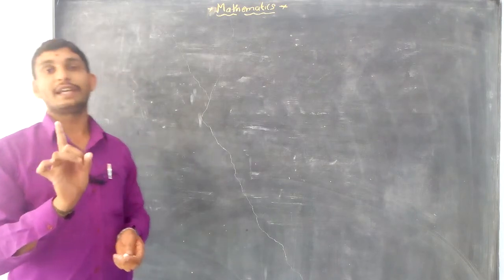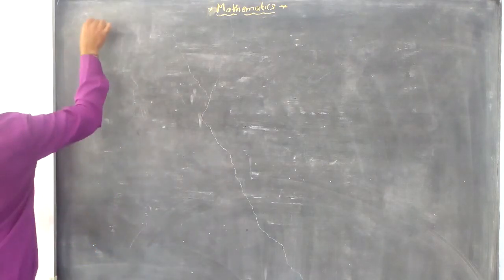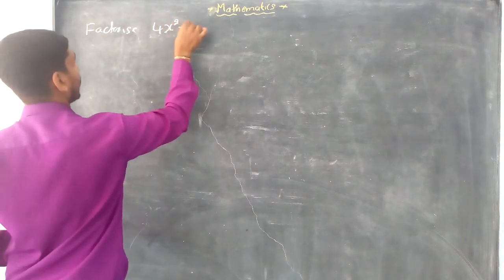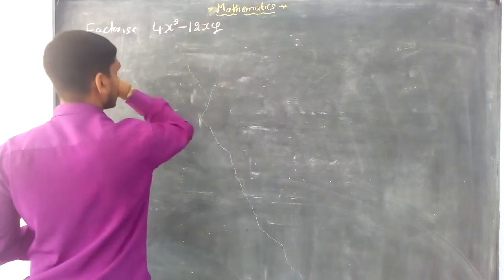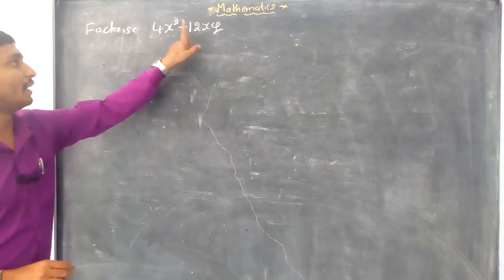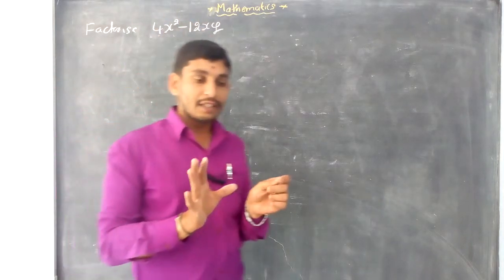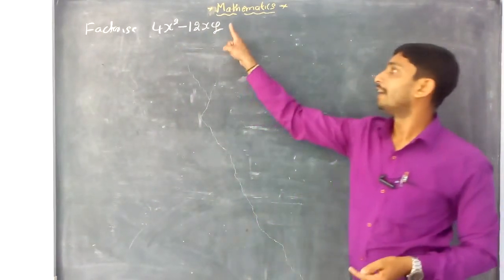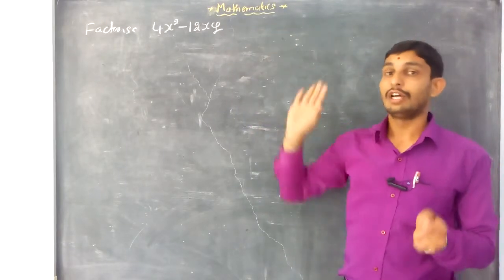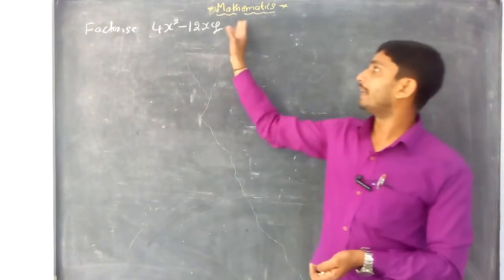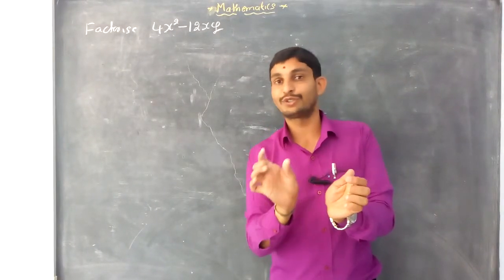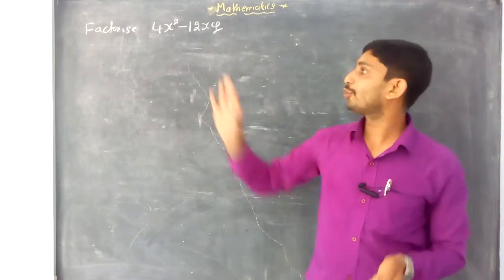First method is taking a common factor method. Okay, questions like this: factorize. The question is factorize 4x square minus 12xy. In 9th I will not mention the name of the method here. You may have been given the method name in 8th, but in 9th I will not give it. You must understand which method is suitable here. You have to find which method is suitable for this problem.